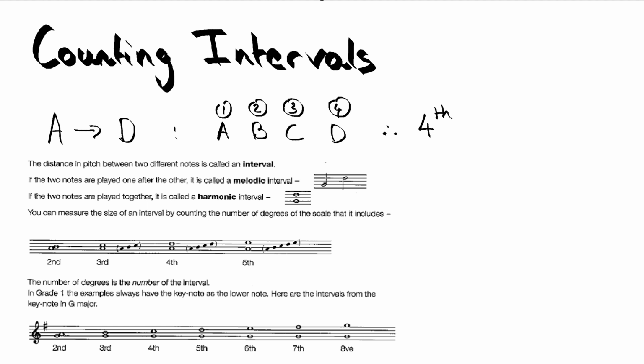You can measure the size of an interval by counting the number of degrees of the scale that it includes. So a second contains only 2 degrees of the scale, a third contains 3, and you can see them written out next to it, a fourth includes 4, a fifth includes 5, and so on. The number of degrees is the number of the interval. So in grade 1, the examples always have the keynote as the lower note. Here are the intervals from the keynote in G major.